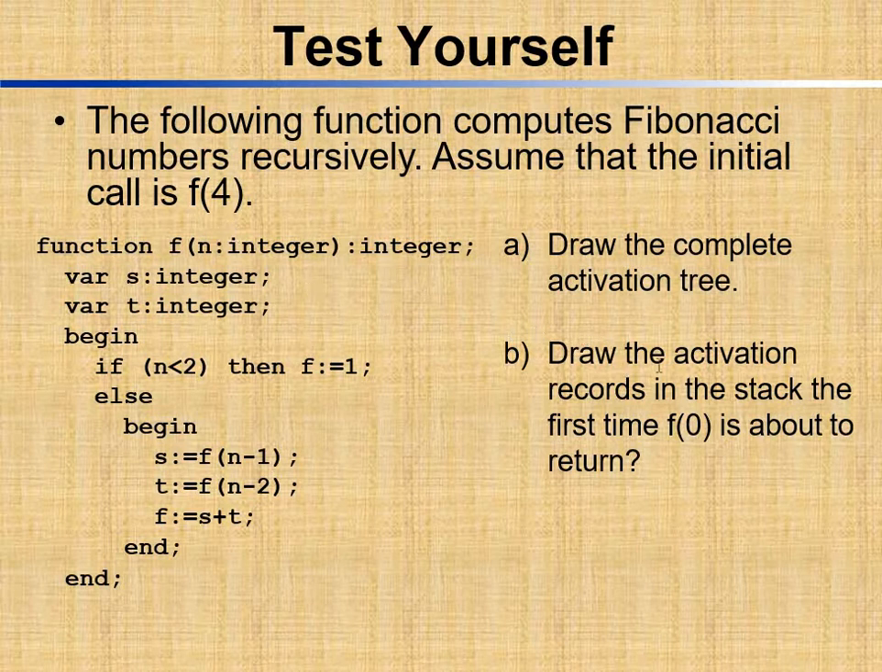And the second thing you have to do is draw the activation record in the stack the first time F0 is about to return. So we have to draw the activation record in the stack when we are calling this F0, when F0 will be called. Up to that time we have to show. You already know these Fibonacci numbers, so this program is already mentioned.